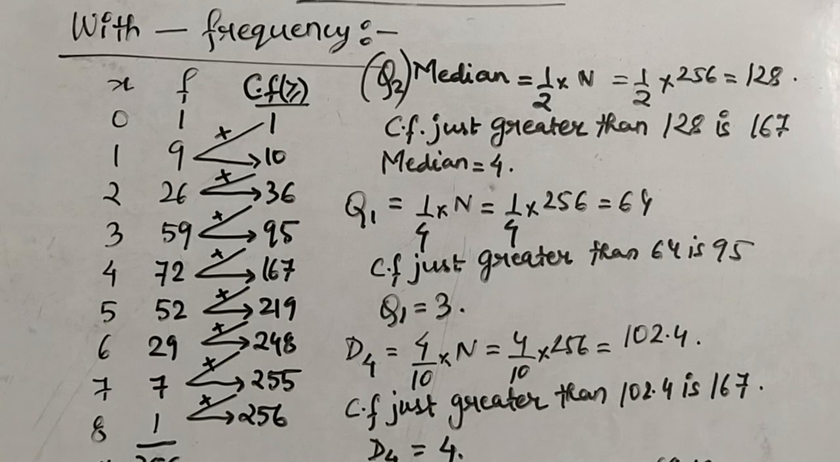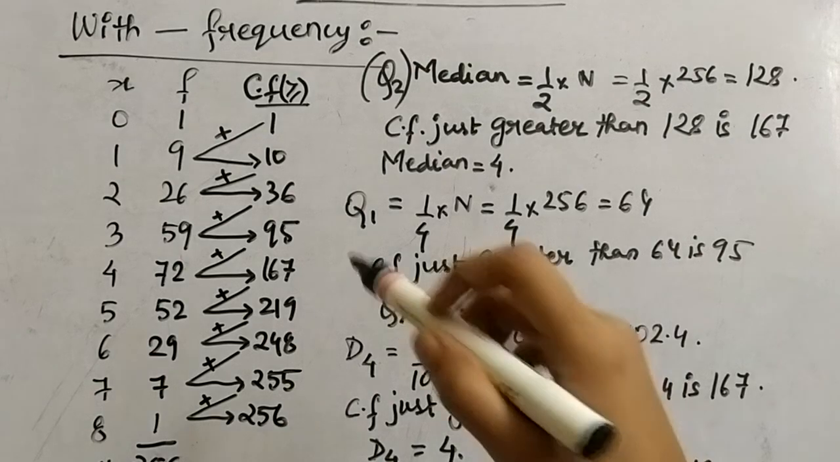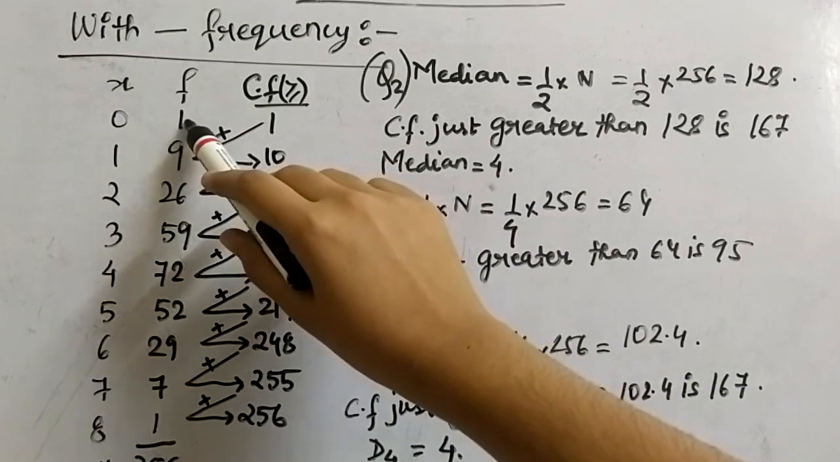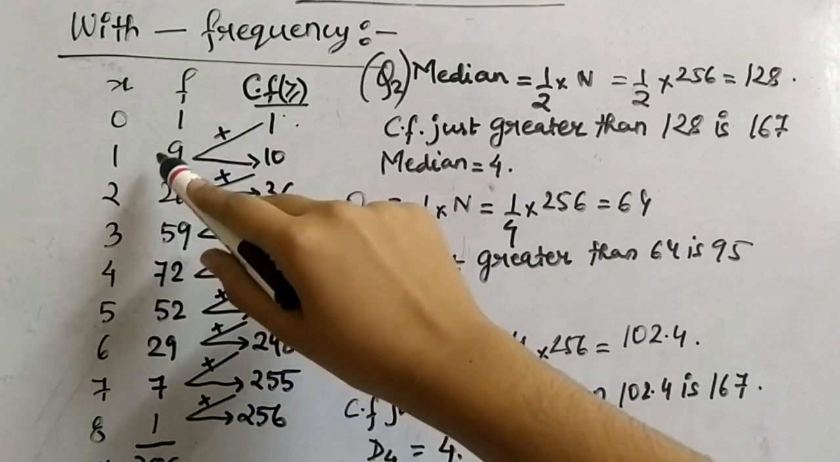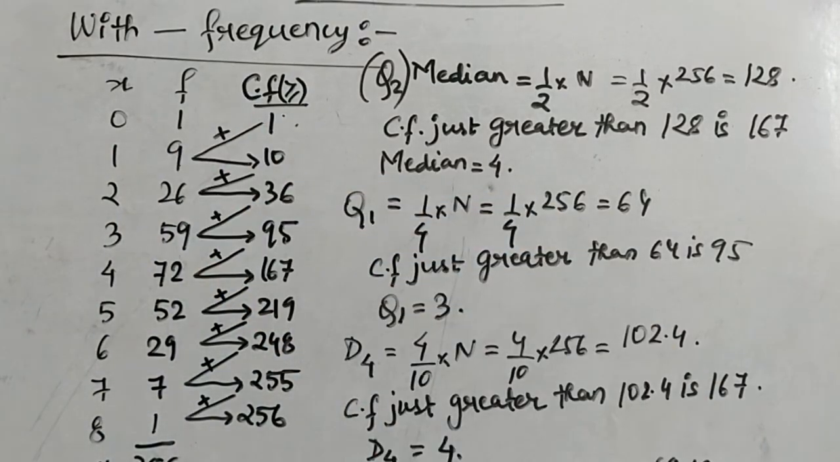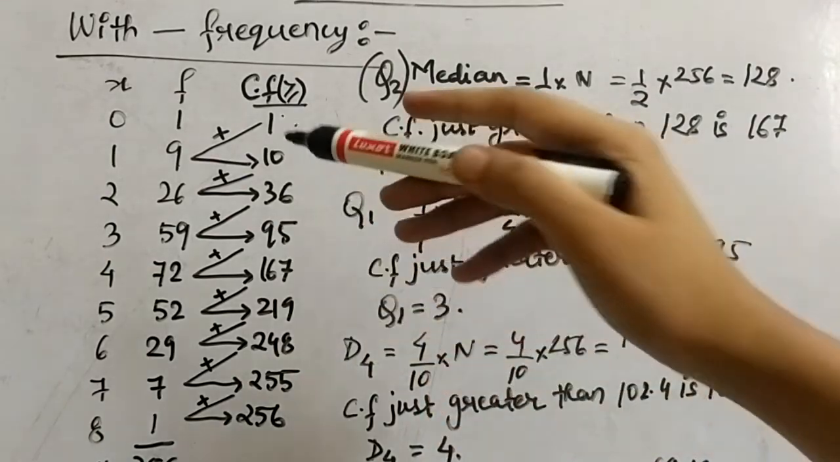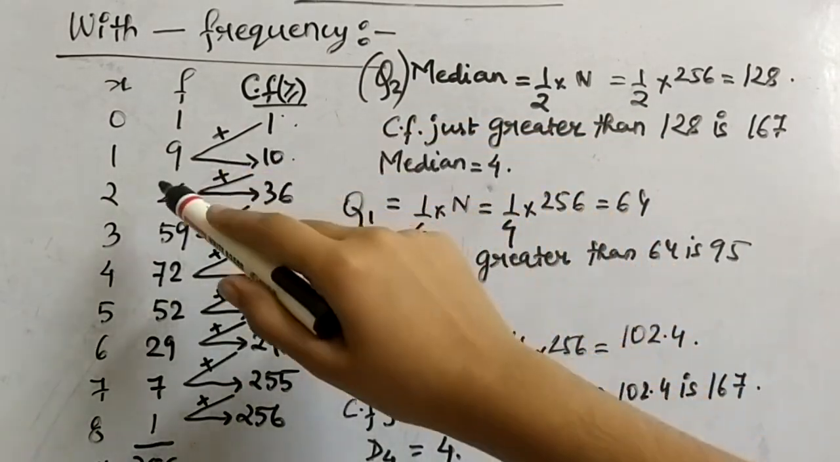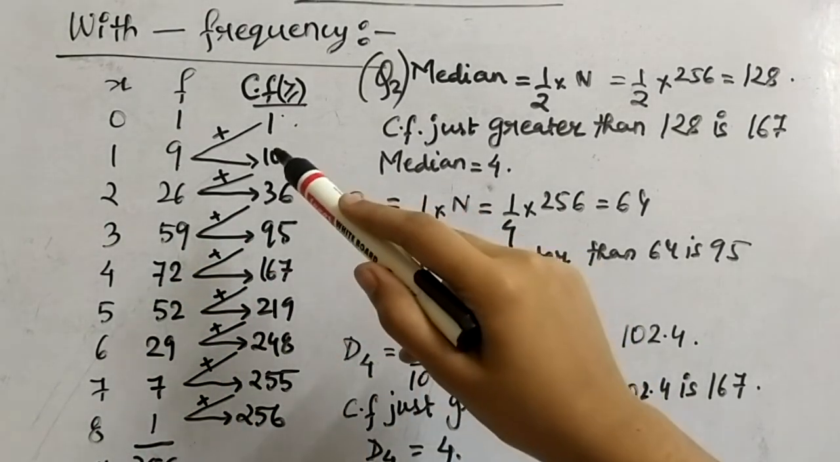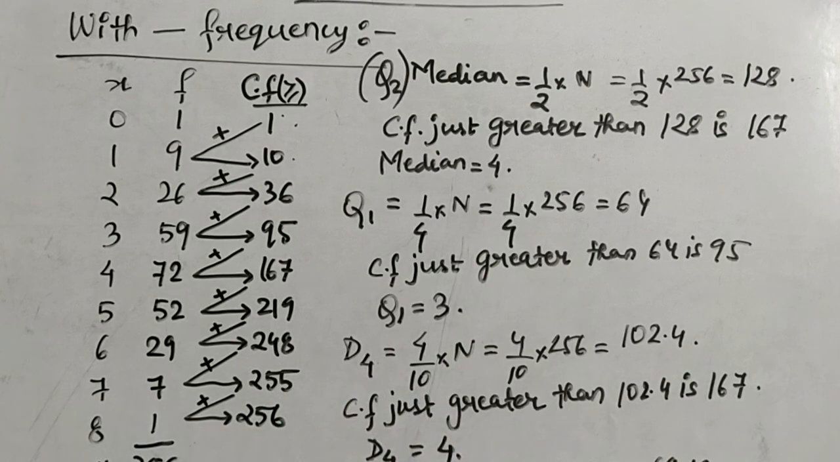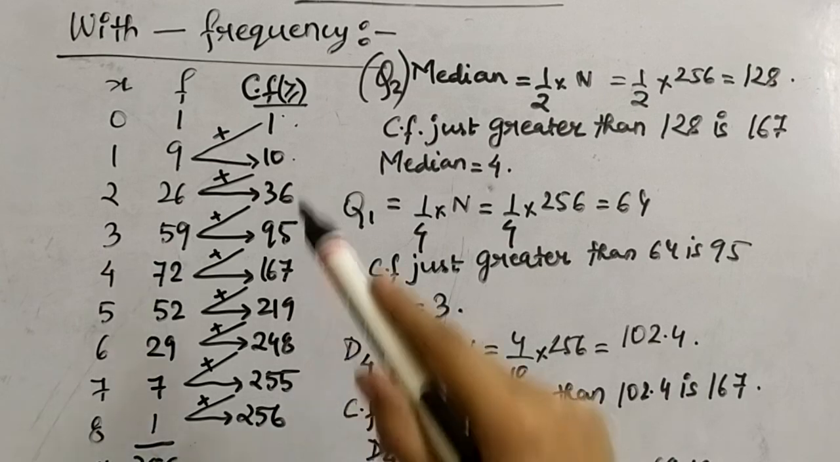Okay, now we have taken an example with frequency. In order to calculate quartile or partition values in this case, you need to first calculate the cumulative frequency of greater than type. So in order to calculate that, what I have done, this 1 remains 1 here. You need to add 1 with this preceding frequency. You will get the cumulative frequency of greater than type for the next value, which is 10. Now 10 plus 26 is 36. 36 plus 59 is 95, and so on. You have to calculate this for all the values. Now the total number of frequency is 256, which is nothing but the last value of the cumulative frequency of greater than type.